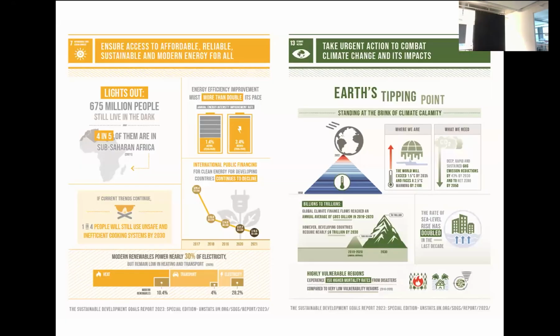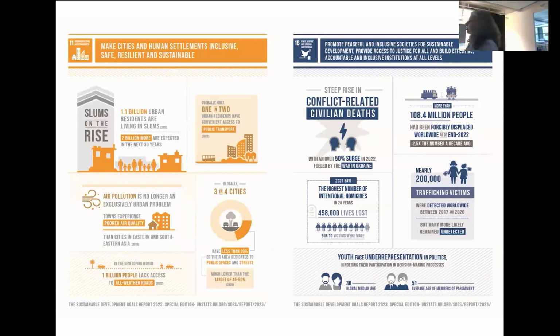Some of them are quite clear. Ensure access to affordable, reliable, sustainable, and modern energy for all. And you could say, okay, we are doing this with our energy designs and architecture, or take urgent action to combat climate change and its impact. And we could be saying, yes, we are already doing that, or we're trying to do that in one way or the other. But it is more complex, the whole document, actually.